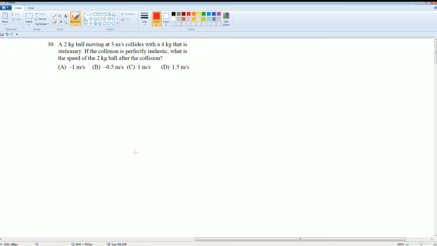Alright. A 2 kilogram ball is moving at 3 meters per second, collides with a 4 kilogram object that is stationary. If the collision is perfectly inelastic, what is the speed of the 2 kilogram ball after the collision? Alright, so let's take a look at how we're gonna set this one up.